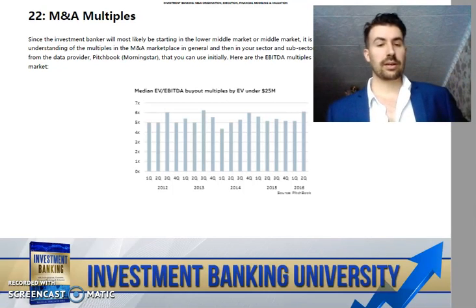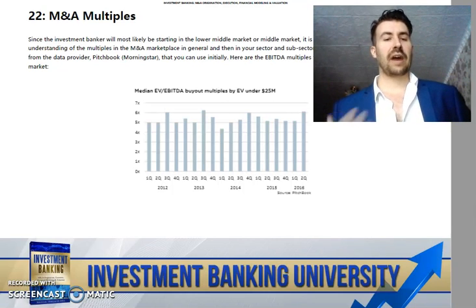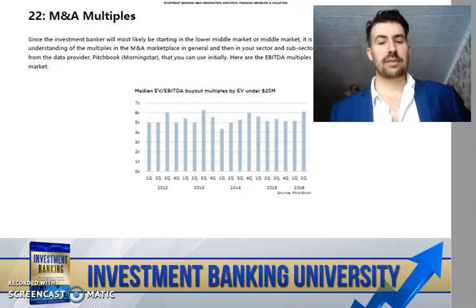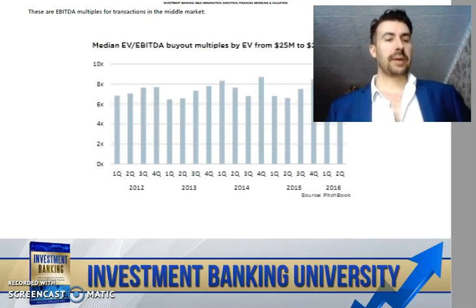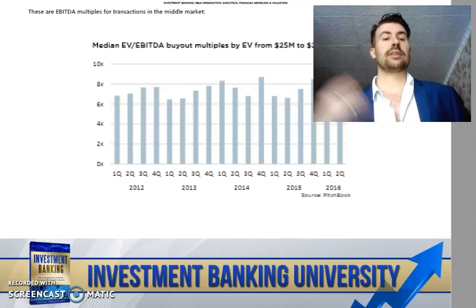As you can see here, we're looking at a range of about 5 times to almost 7 times, moving from 2012 to about 2016. In the last quarter, or Q2 of this chart, we see an increase from about 5 to about 6 times EBITDA. On the next chart, these are EBITDA multiples for transactions in the middle market.